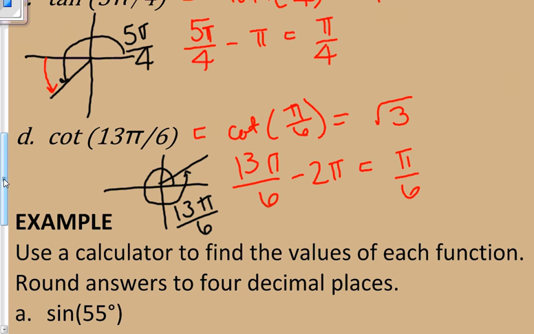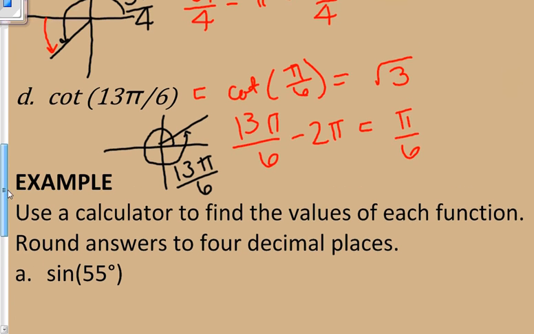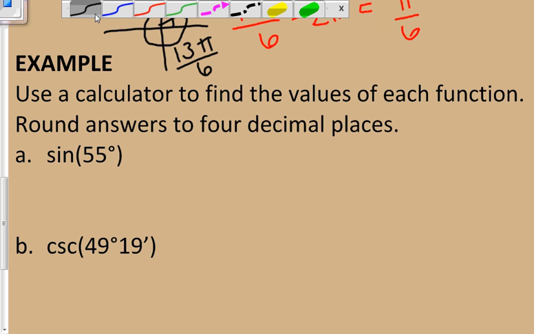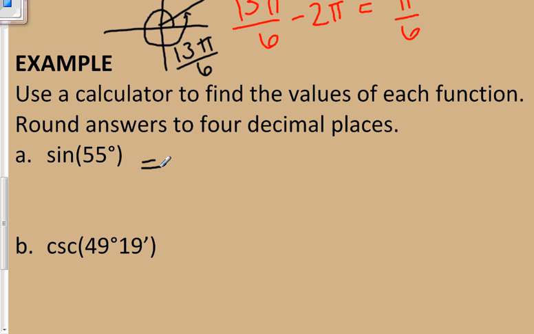Now, if we want to find the exact values using our calculator, we just go ahead and plug in the first one, the sine of 55 degrees. Our calculator will do it. We don't have to worry about doing anything. Going to 4 decimal places, this is going to be approximately, because these are all approximately, equal to 0.8192.